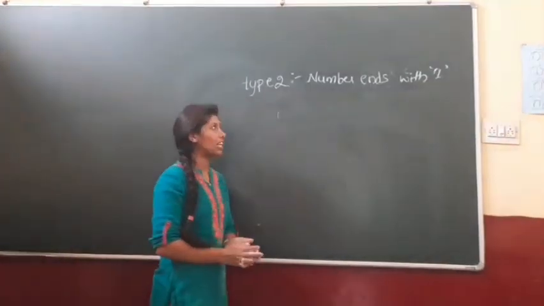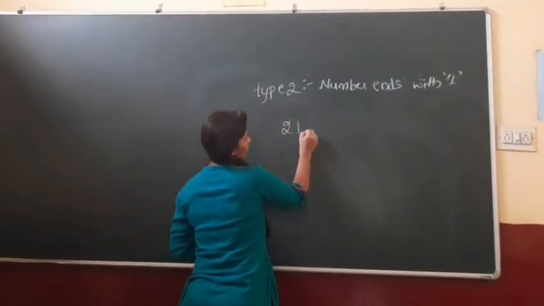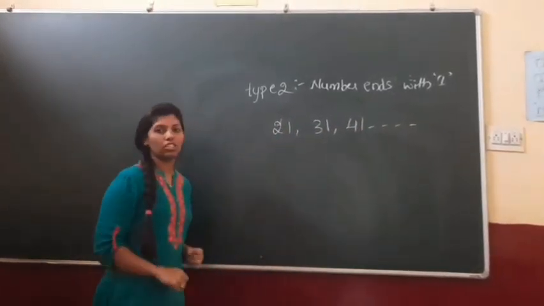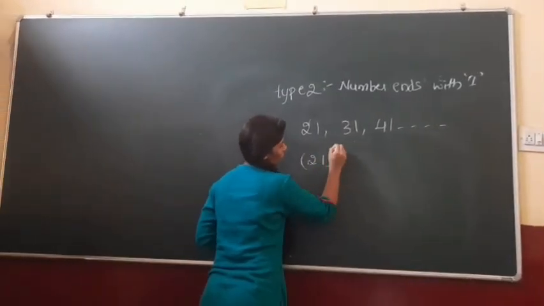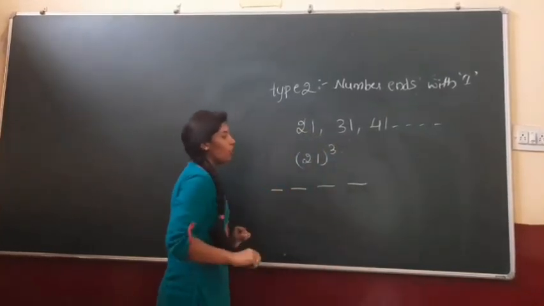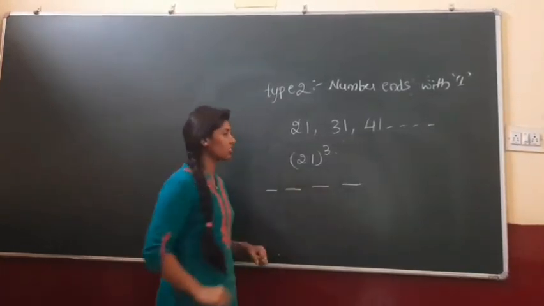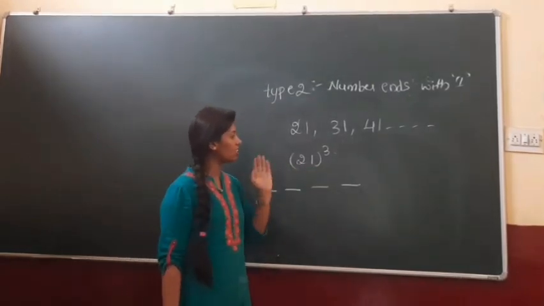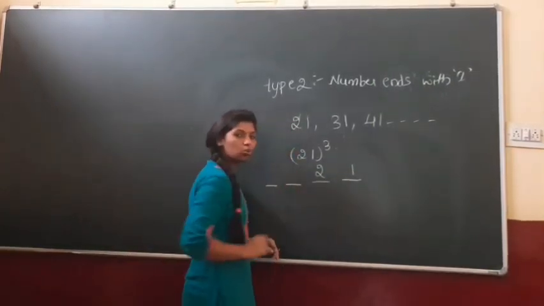Next, type 2, a number which ends with 1. For example, 21, 31, 41: these are all numbers which end with the digit 1. If I take 21 cube, how do we make it? Again we put 4 spaces. Earlier we wrote the 1 in the front 2 spaces, but in 21 the 1 is at the end. Hence we write 21 in the last 2 spaces.